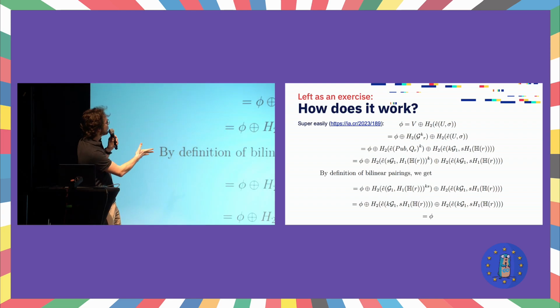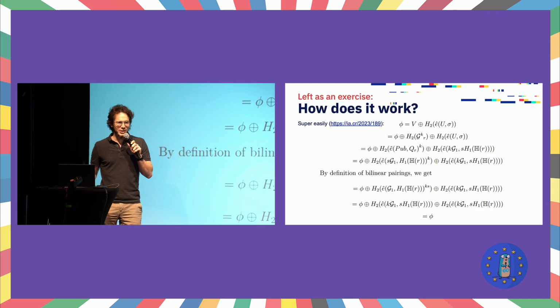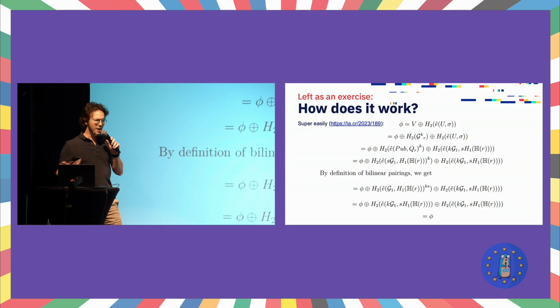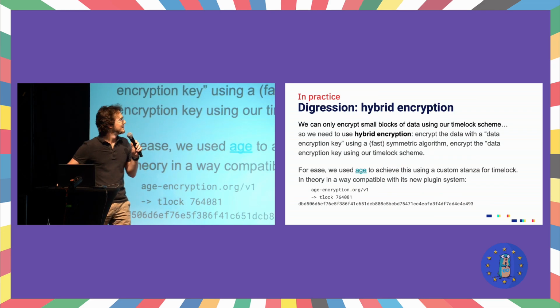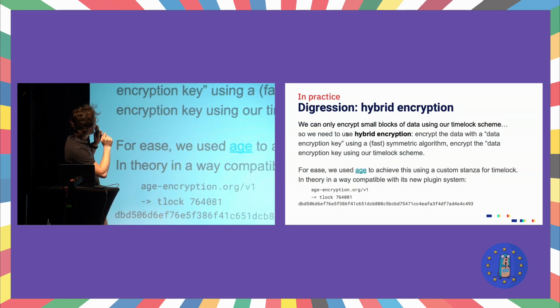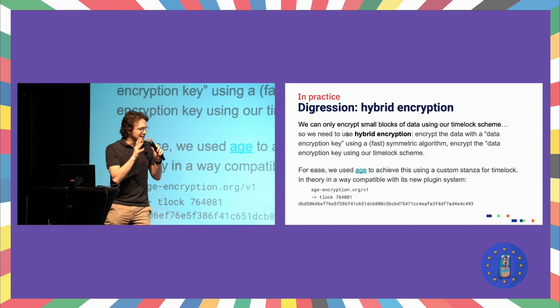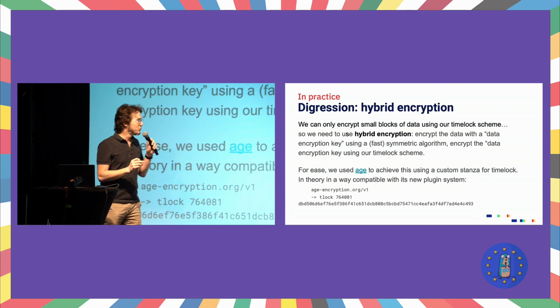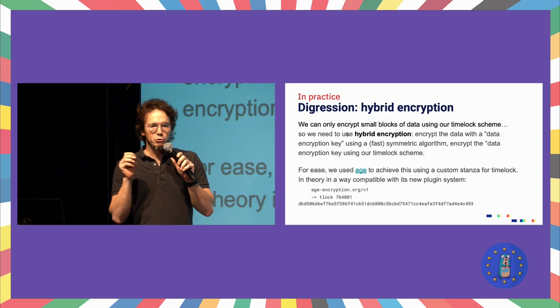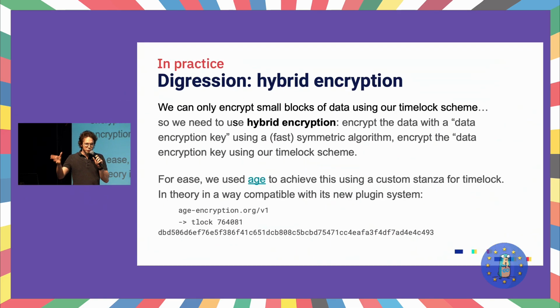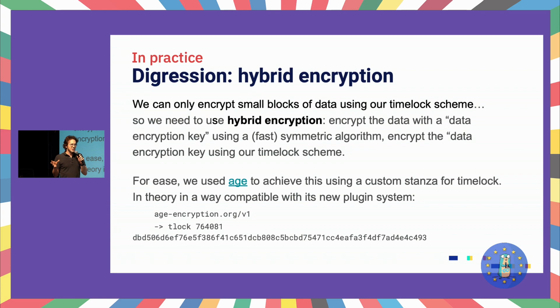And it basically works. I won't tell you how, but it's math. Works well. And before explaining exactly how you can do it today in Go, I want to do a small digression. Timelock encryption is about encrypting something to the future. And we don't want to encrypt all of the data. We can just encrypt the key you're using to encrypt your data with a symmetric algorithm like AES. And if we just encrypt that data encryption key, we are safe.